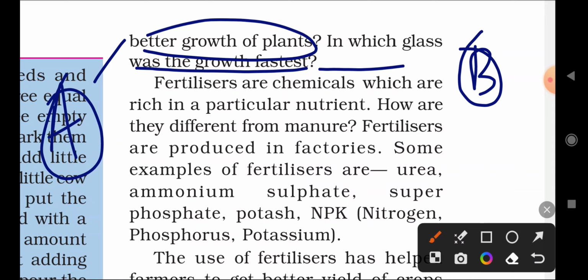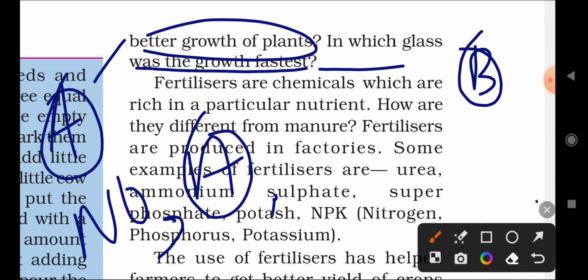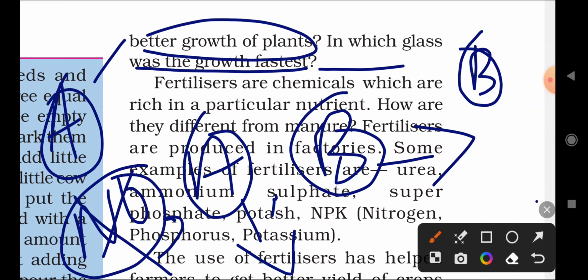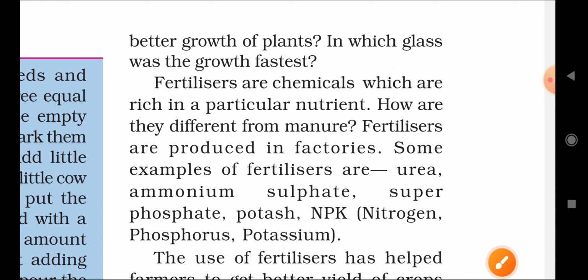So all plants do not grow in the same way. The vessel with better growth is A, and the fastest growth is B. A contains cow dung and B contains urea, while C does not contain any substance that can make growth faster or better.